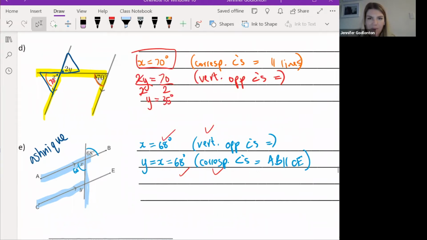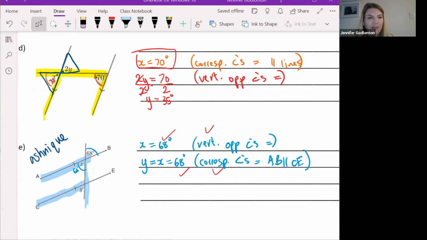Tiana, that 3 worries me because that 3 makes me think that one of your reasons is wrong. Tiana, you're going to explain that 3 to me. My reasons, everything was right. It's just that I didn't write y equals x. I just wrote y equals 68.